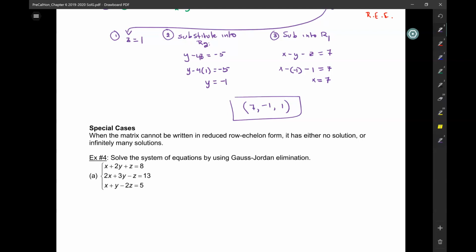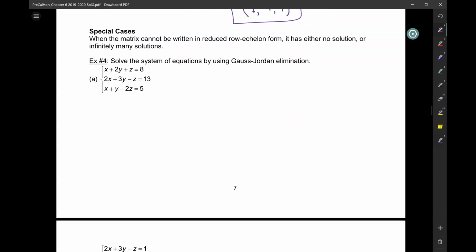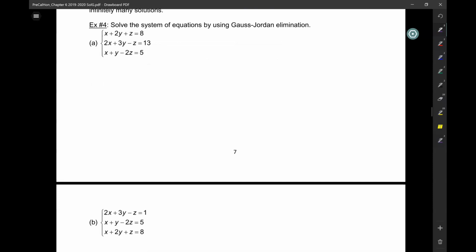Okay, let's do some special cases. Okay, when the matrix can't be written in row echelon form, it's either no solution or infinitely many solutions. And you guys know that from the 2 variables, right? They are either parallel or they lie on top of each other, so it's infinitely many. Okay, so let's do this one.